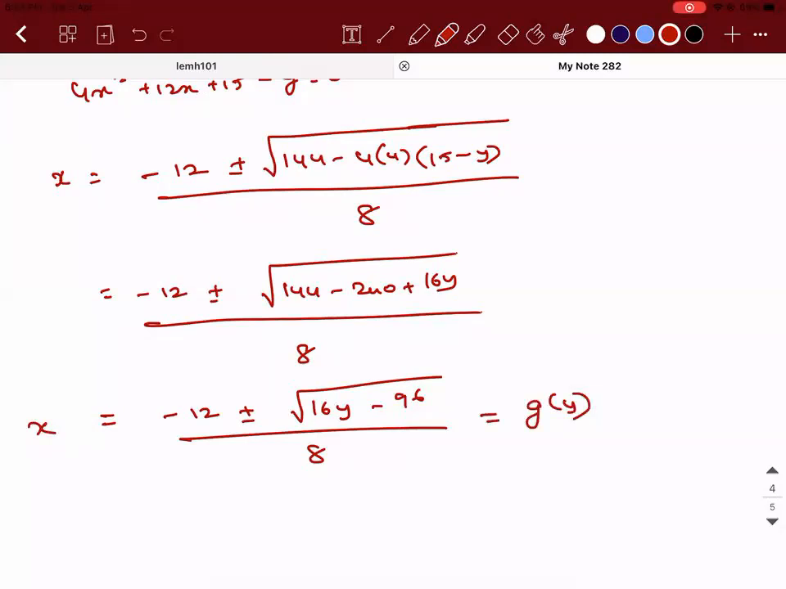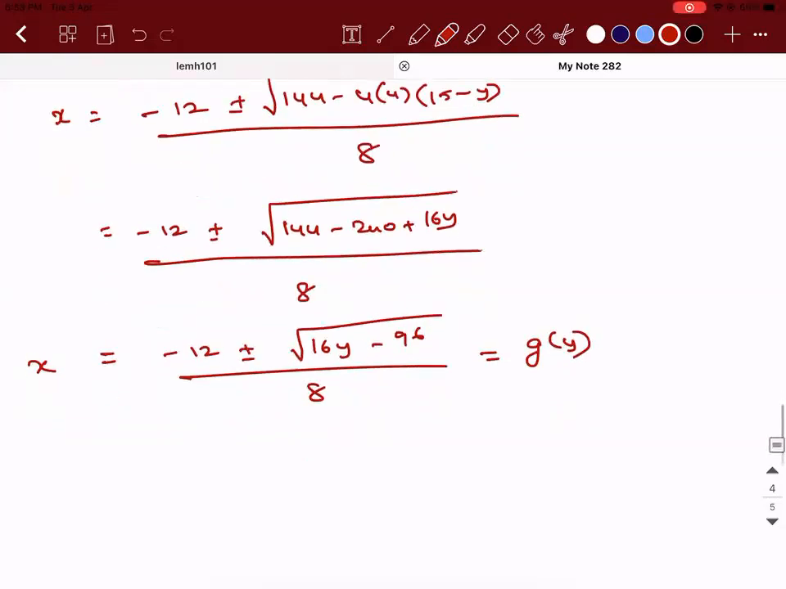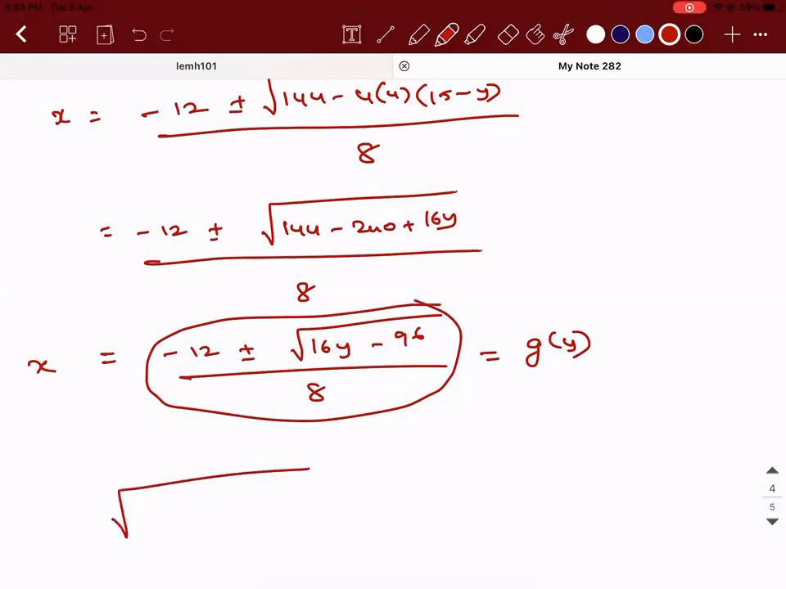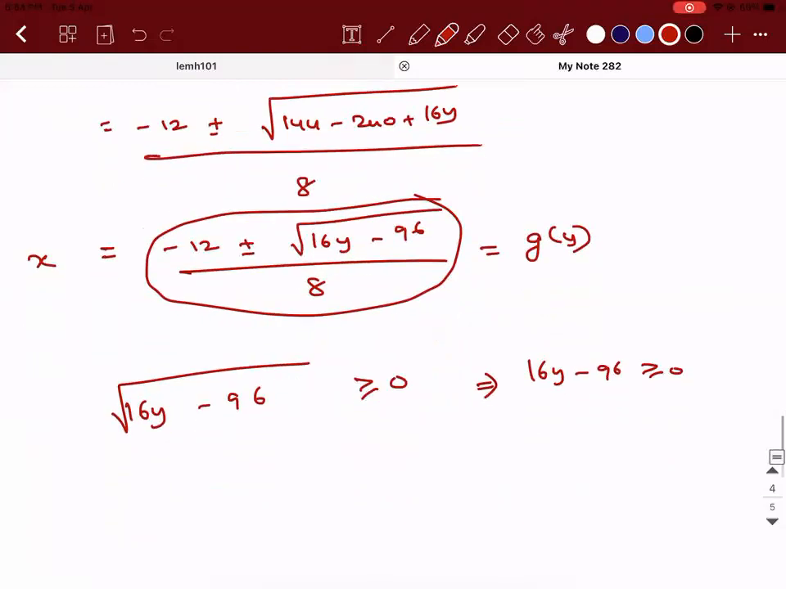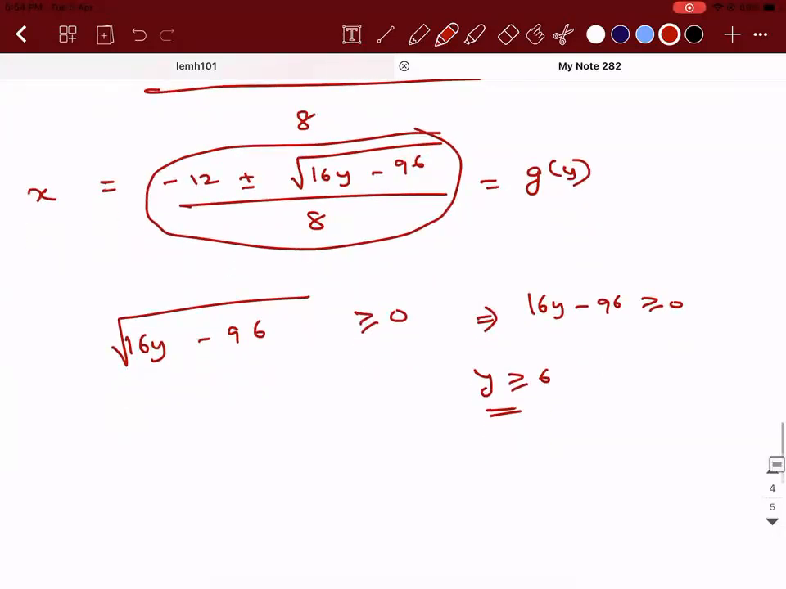Now what should you do? To find the range of f of x, find the domain of g of y. When will this function be defined? You have a square root, so that value should be greater than or equal to 0, which implies 16y minus 96 should be greater than or equal to 0. Actually, this is a direct step. So y should be greater than or equal to 6. So what is the range? Natural number to 6 to infinity.